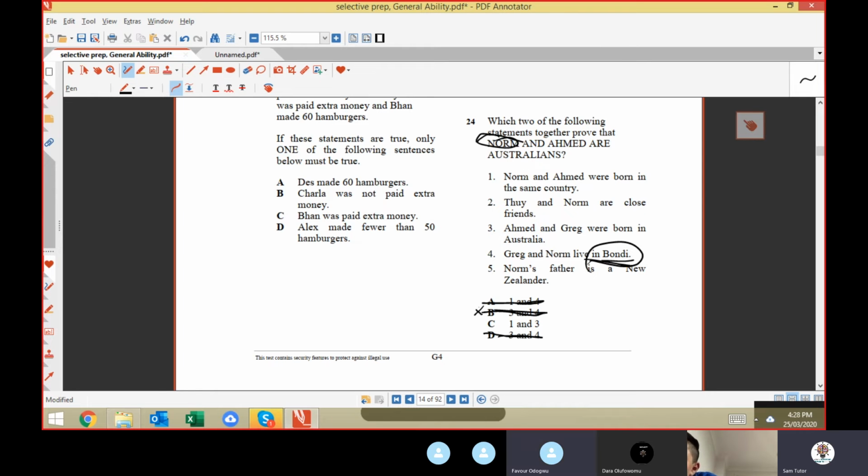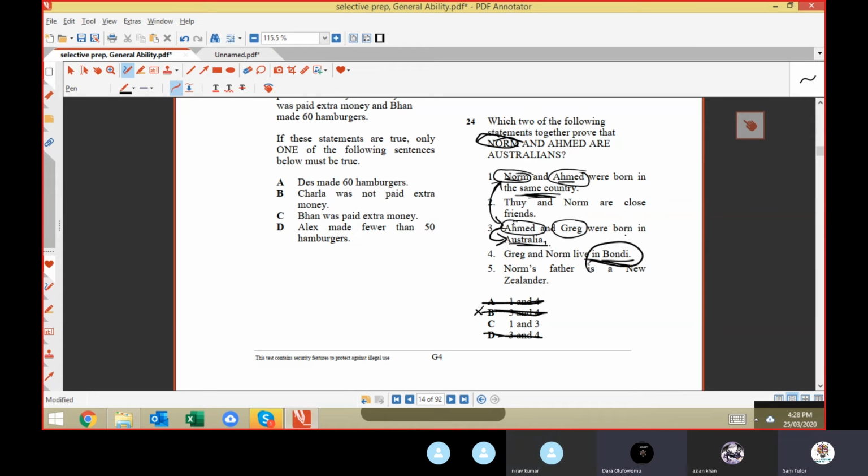1 and 3. Let's look at that. Norm and Ahmed were born in the same country, which we don't know where that country is, but we know they were born in the same country. And it does say 3. Ahmed and Greg were born in Australia. Okay, so we know Ahmed and Greg were born in Australia, but we also know that Ahmed and Norm were born in the same country. Well, doesn't that mean that Ahmed and Norm must have been born in Australia? Why? Let's go through it again.